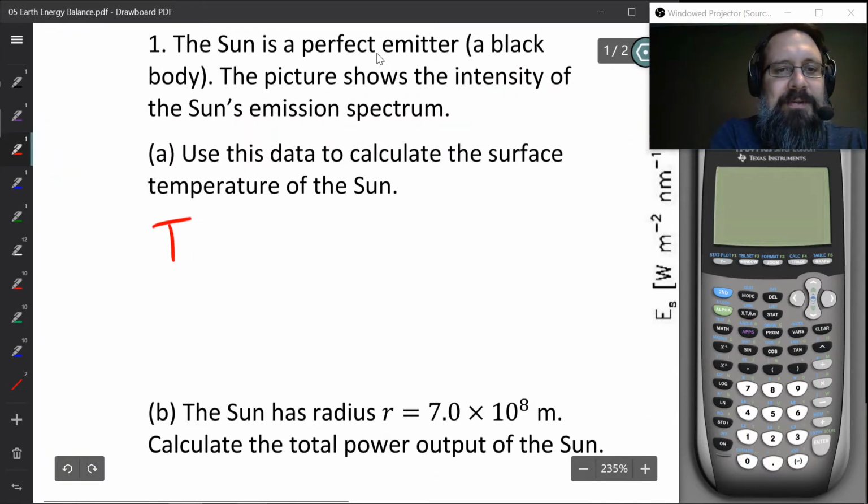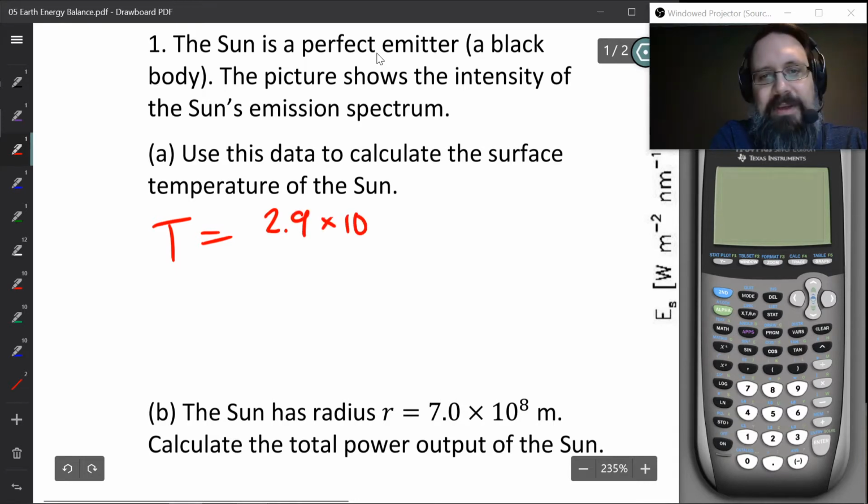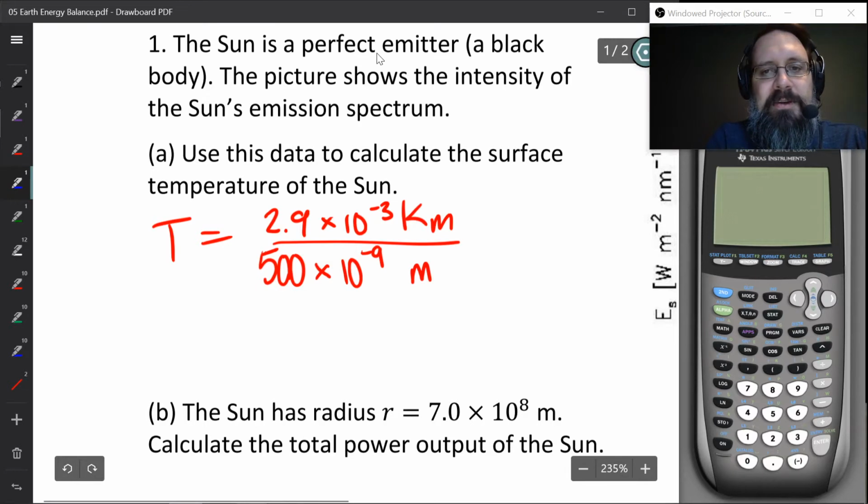So T equals that constant number, 2.9 times 10 to the negative 3 Kelvin meters, divided by the maximum wavelength, which we just said was 500 nanometers. Nano is 10 to the negative 9 meters. The meters cancel out and we'll just have Kelvin. And so we get that the temperature of the sun is about 5,800 Kelvin.